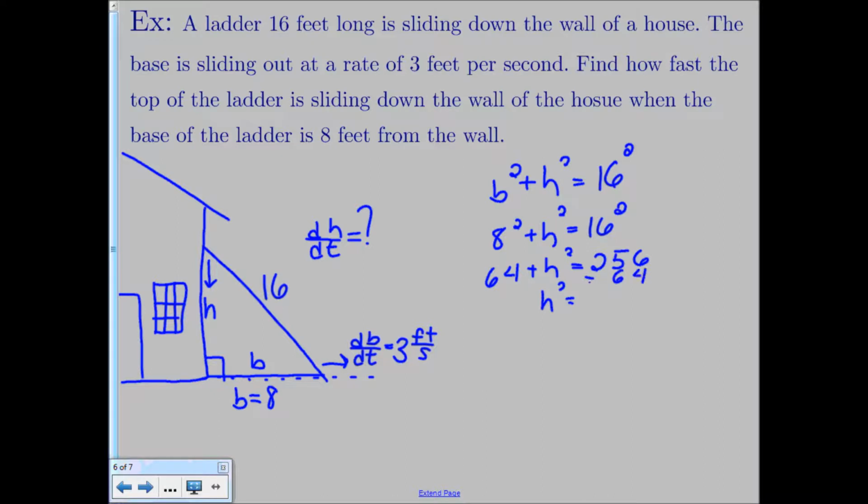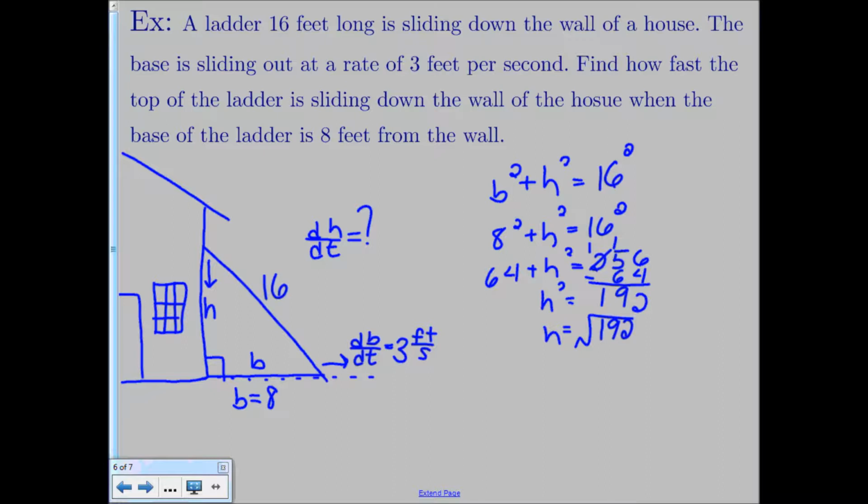Do the math there real quick. So we're going to bring down a 2, carry a 1, and we get 192. So then we just have to know that h is going to be the square root of 192. Okay, so what is the square root of 192? Let's see, what perfect squares go into 192?